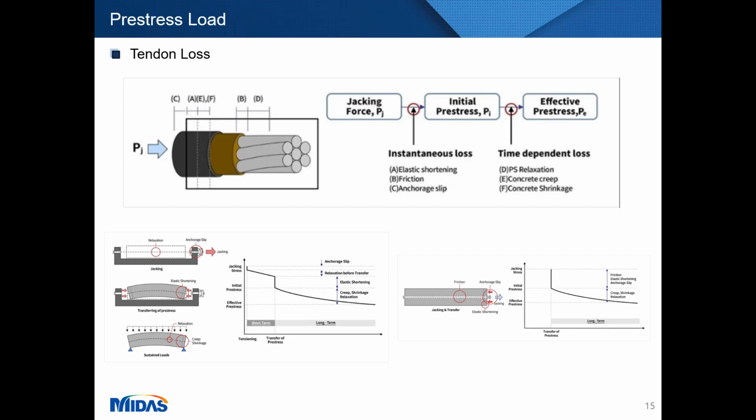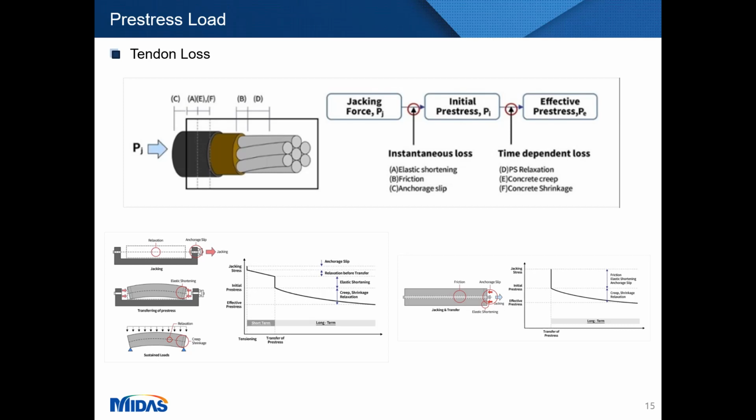Suppose we are going for post-tensioning. Once we apply the jacking stress, there will be immediate loss due to anchorage slip. Then there will be relaxation of steel before transfer. Then there will be elastic shortening happening in the member. So these all will come in instantaneous loss. Then there will be creep, shrinkage, and relaxation. These will come in long-term losses.